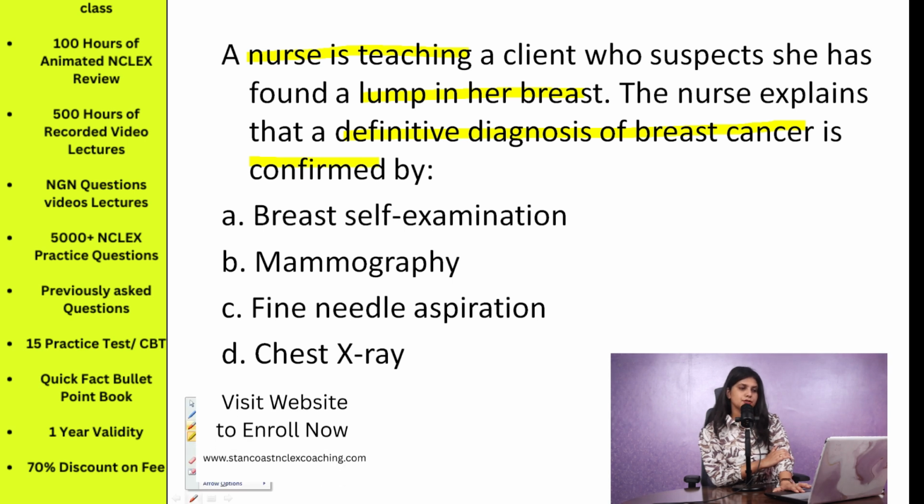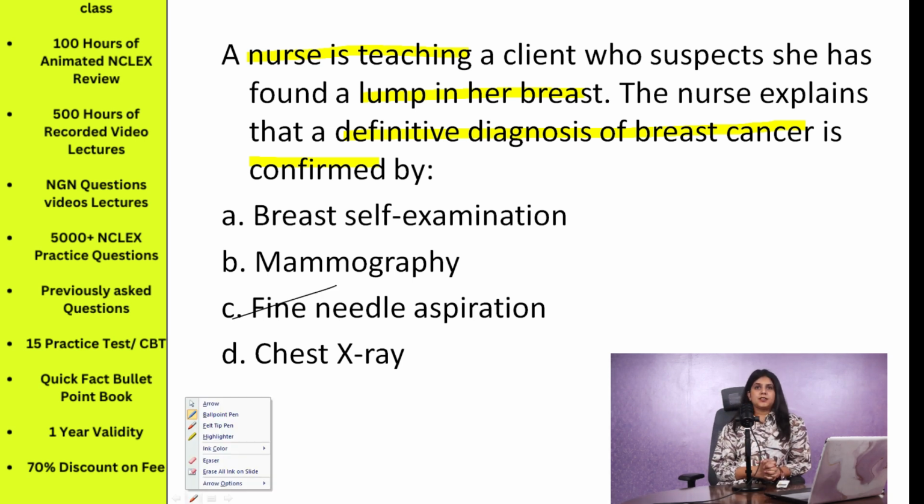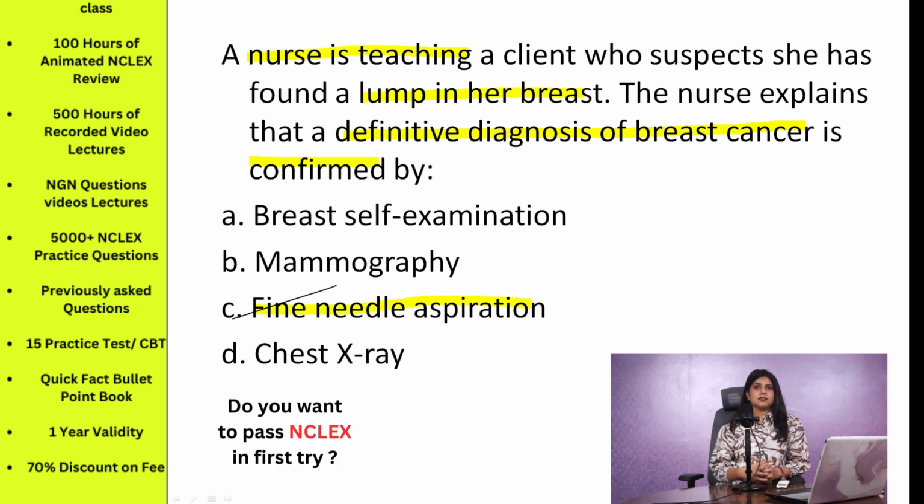A. Breast self-examination. B. Mammography. C. Fine needle aspiration. D. Chest X-ray. Correct answer: C. Fine needle aspiration and biopsy provide cells for histologic examination to confirm a diagnosis of cancer.